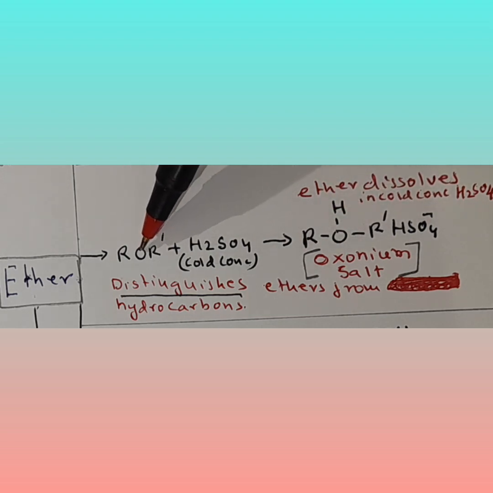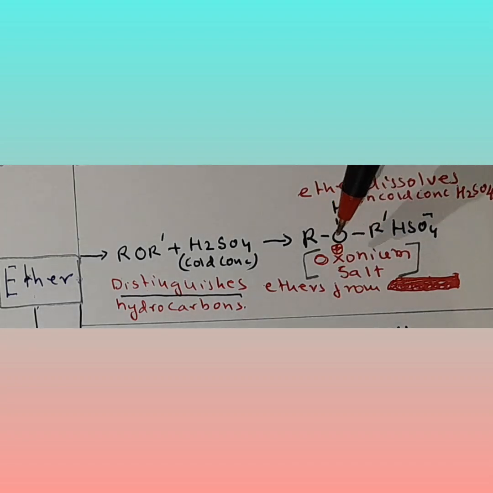Now ether has O. Now as I already mentioned, O has two lone pairs. So H plus sits into one of the lone pairs and forms plus. So we would have here a plus charge. So owing to formation of oxonium salt, ether dissolves in cold conc sulfuric acid. Alright, that's one property. That's the distinguishing property of ether.